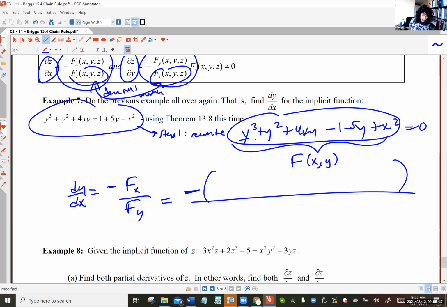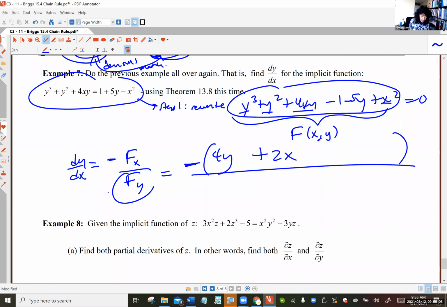So the derivative of y cubed with respect to x is 0. The derivative of y squared with respect to x is 0. The derivative of 4xy with respect to x is 4y. And the derivative of minus 1 minus 5y with respect to x is 0. And then finally, the derivative of x squared with respect to x is 2x. So we're done with the numerator.